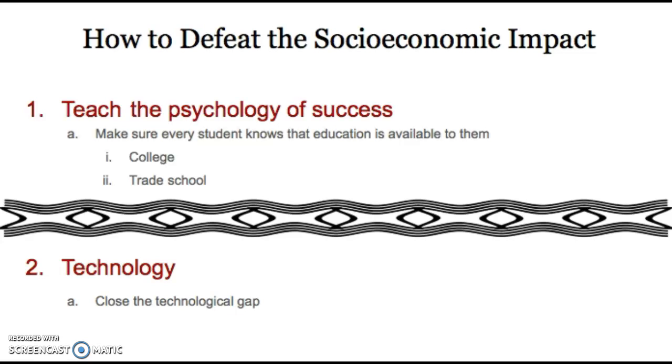First thing we need to consider is to teach the psychology of success. Make sure that every student knows that education is available to them, whether it be college, trade school, GED. All of these kids are entitled to some sort of education. Second, technology. Most of the time when you find these lower income housing students, they don't have access to that technology. They don't have computers in their bedrooms. They don't have iPads and iPhones and stuff like that. So we need to try to get these kids involved with this technology and close that technological gap.